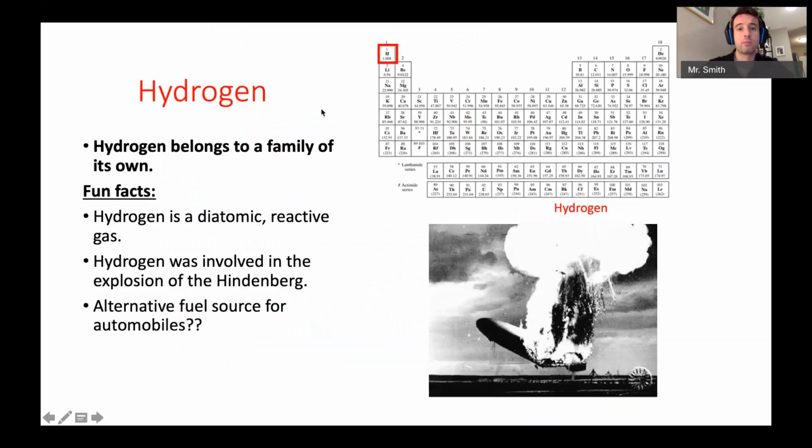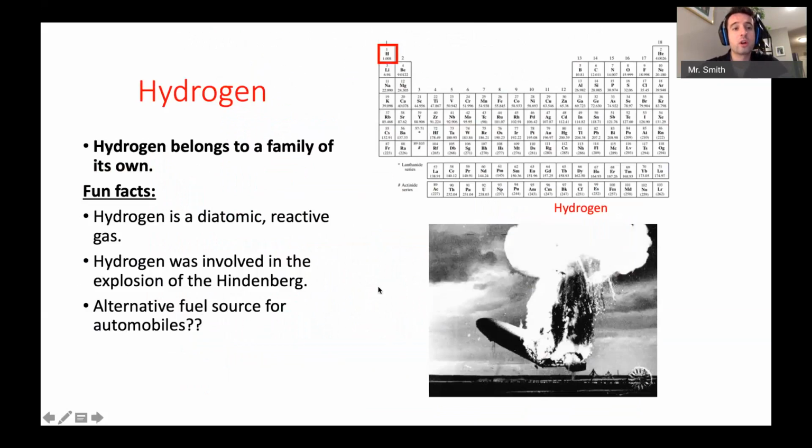So we'll start with hydrogen. Hydrogen is right up at the top here. There it is. It belongs to its own family because it's so unique. It's a super reactive gas. It's involved in the Hindenburg explosion. Hydrogen was used as a gas for blimps until they realized it's a little too reactive, but it was very light and very plentiful. So that's nice.